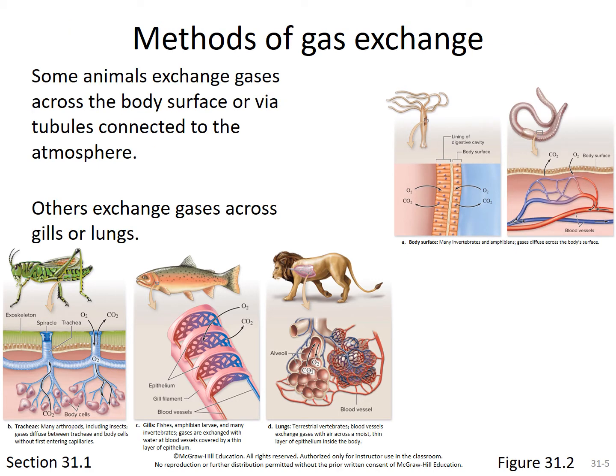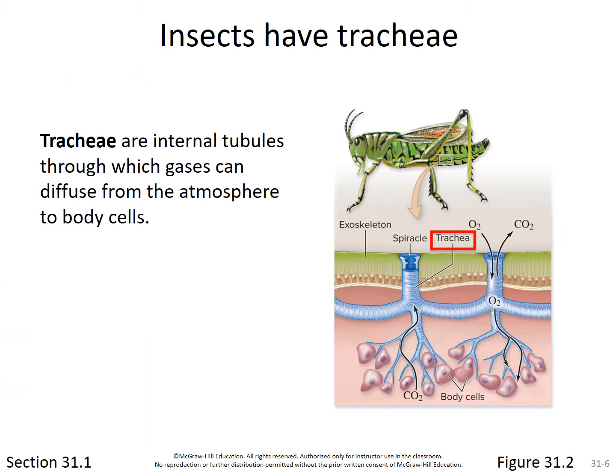So some animals exchange gases across the body surface. This is basically stuff that we've already covered. Some animals exchange gases across the body surface, and others exchange gases across gills or lungs. As I mentioned before, tracheae are internal tubules, and these are present actually in the exoskeleton of insects. And these are tubules through which gases can diffuse from the atmosphere to body cells.